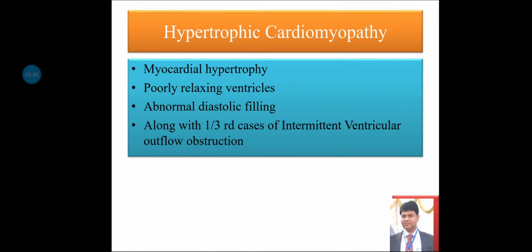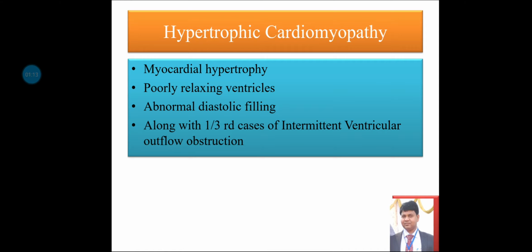So if we go through hypertrophic cardiomyopathy, it is basically characterized by myocardial hypertrophy, and this results in poorly relaxing ventricles, which result in abnormal diastolic filling, and all together this leads to diastolic dysfunction.